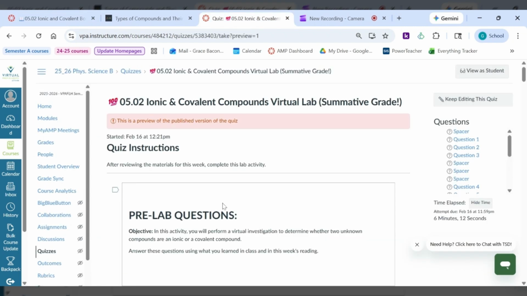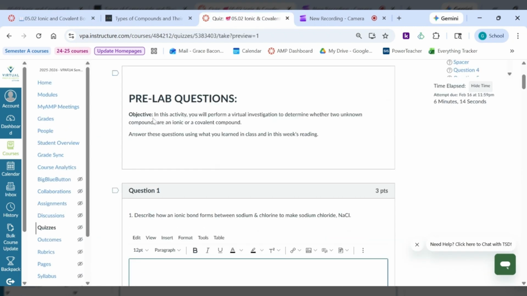So first, I'm looking at the objective so that I know what I'm trying to do in this lab. It says, in this activity, you will perform a virtual investigation to determine whether two unknown compounds are an ionic or covalent compound. So I'm going to have substance A and substance B, and I'm going to do a few experiments on them to try and determine what their properties are. And then I'm going to use those properties to determine which is ionic and which is covalent.